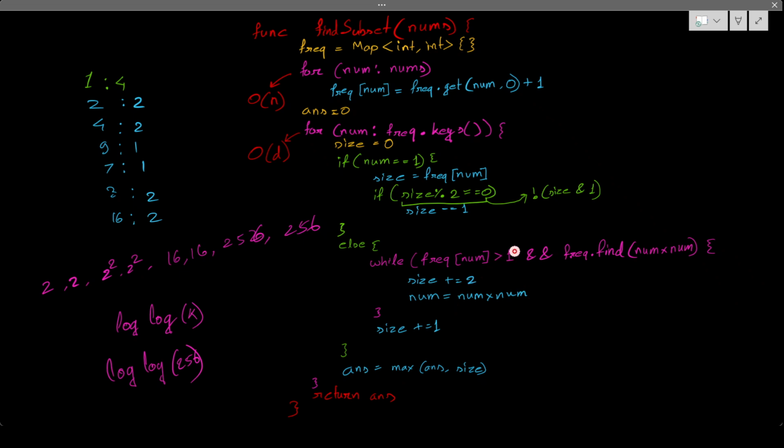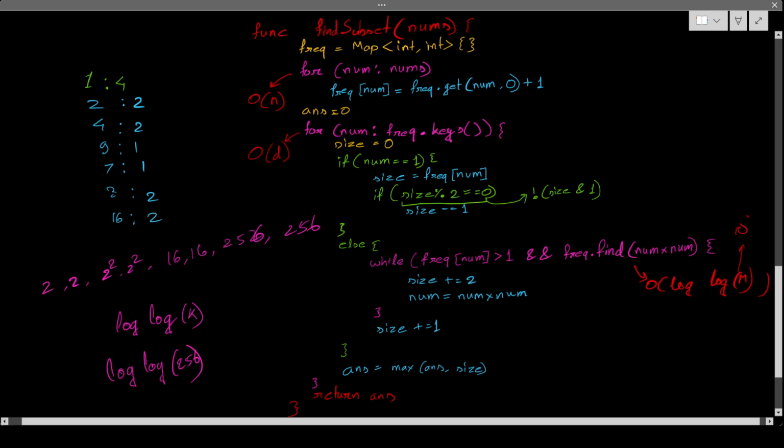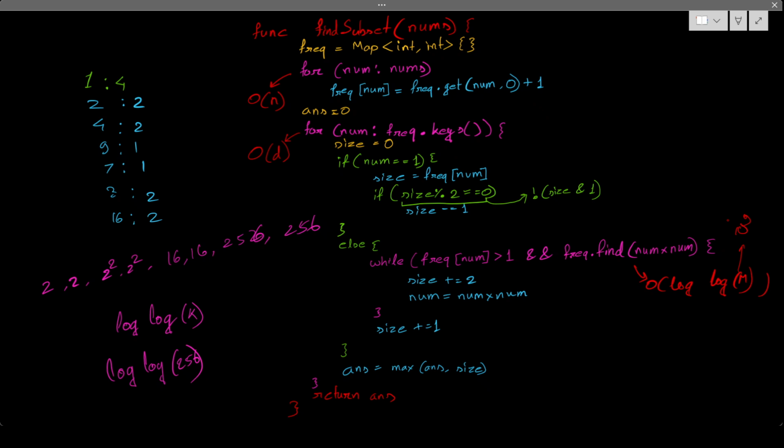So I am writing it as big O of log of m. So m, at maximum, could be 10 to the power 9 as per the constant. So log of m will be a very small value. Even though it looks like checking every time, it's a very small value.